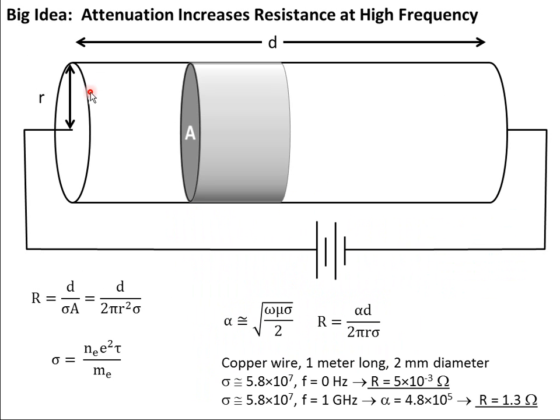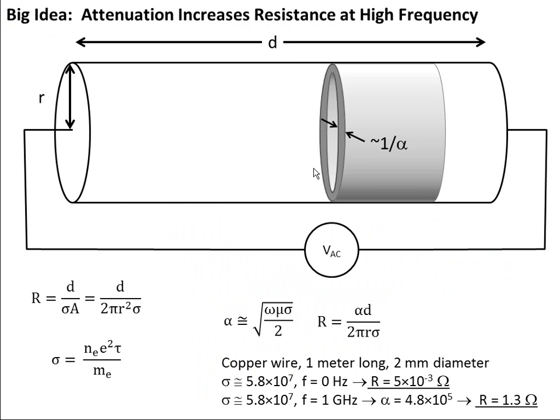We talked about another big idea: in highly conductive materials the attenuation is very, very fast. It actually increases the resistance of wires and conductors at high frequencies. The reason is that rather than conducting over the entire surface area as shown previously, the wave doesn't penetrate very far into the conductor. Essentially it only penetrates a distance of about 1 over alpha.